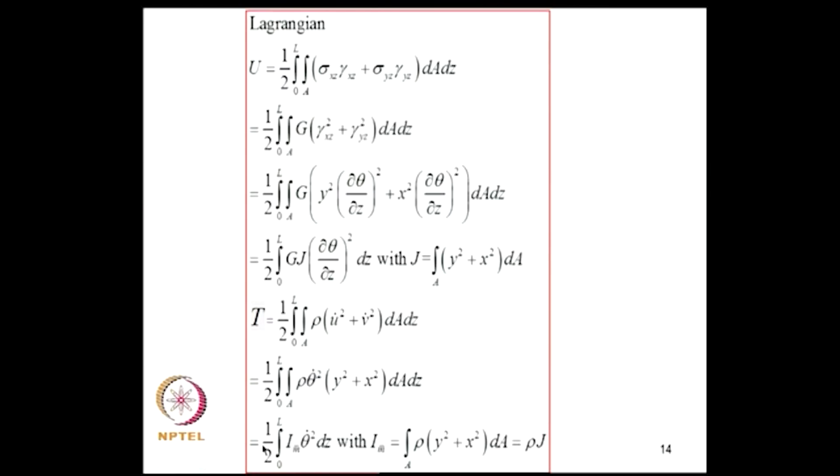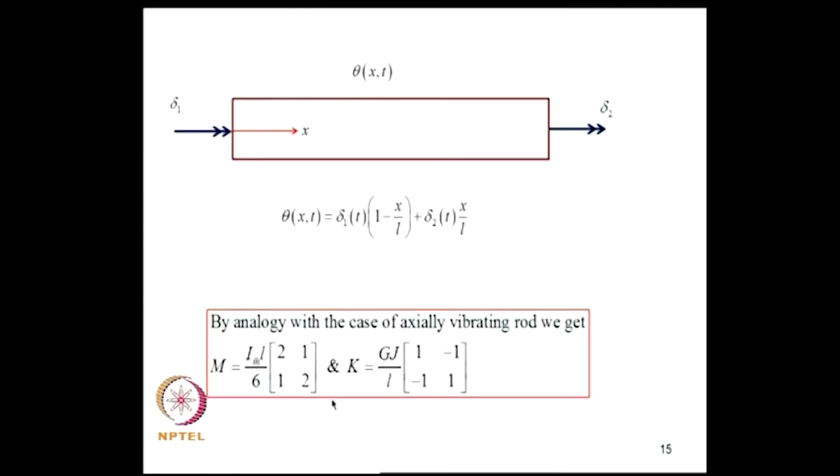So, now we have the Lagrangian, which is T minus U, and by treating theta of x comma t as a field variable and by discretizing the bar into a two noded element with one node here and the other node here, with delta 1 and delta 2 being the nodal twist, I can interpolate the twist at any point within the bar in terms of the nodal values through this relation.